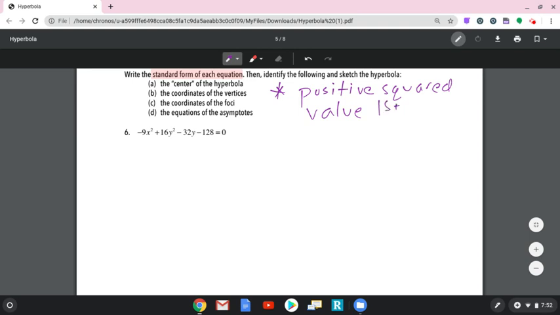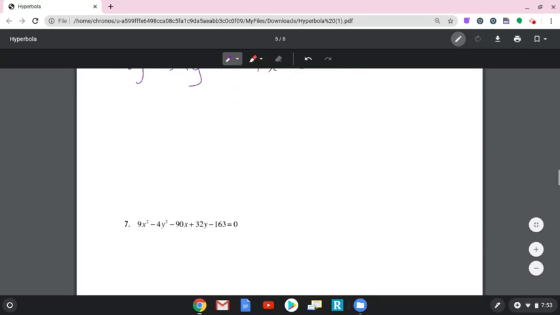So if I take a look at this, I have negative 9x squared and a positive 16y squared. I'm going to put that 16y squared first. And when I complete the square, I usually always put my y terms first, then my x term, and we put, remember, the constant on the other side, so that negative 128 becomes a positive 128. Okay?